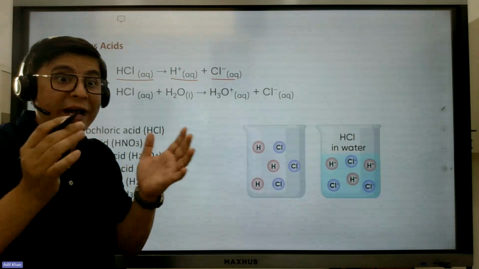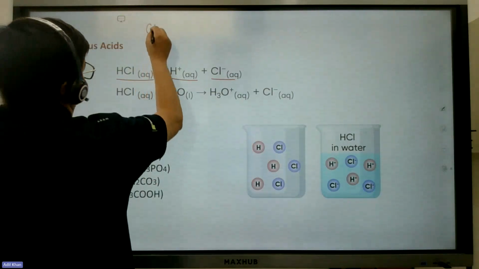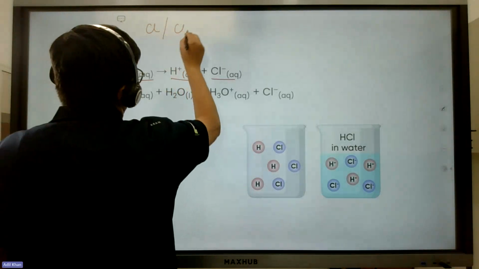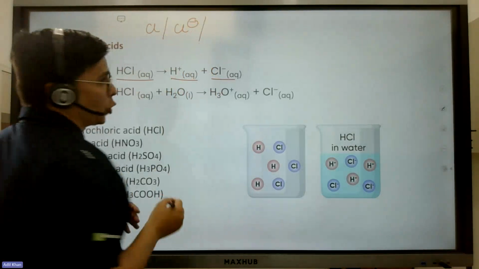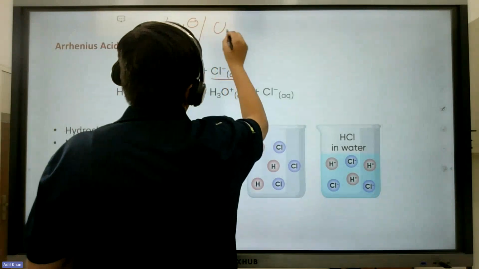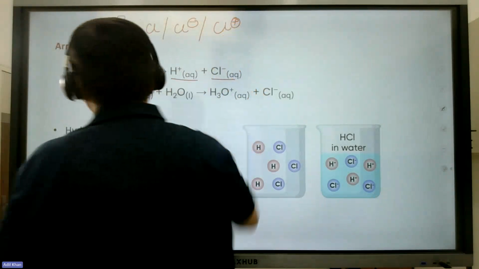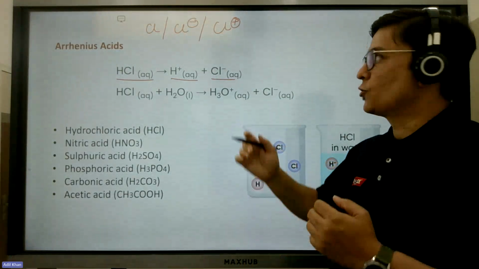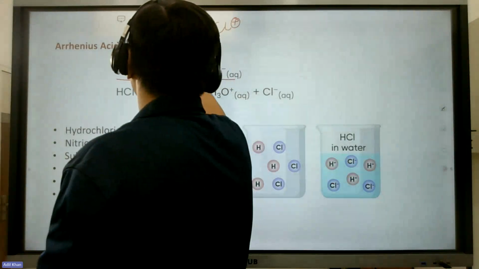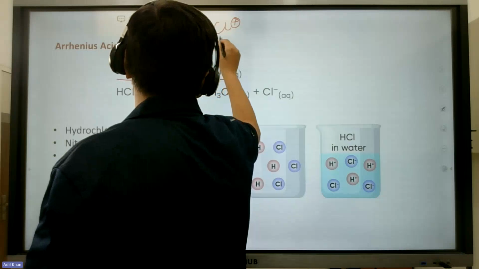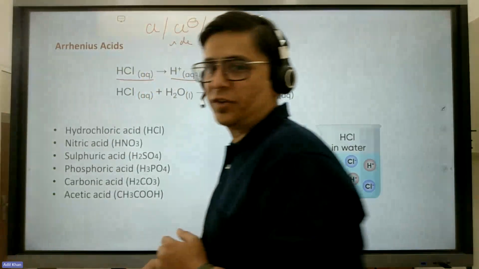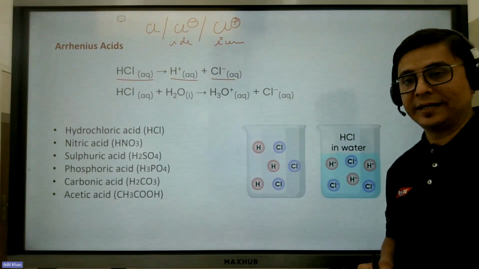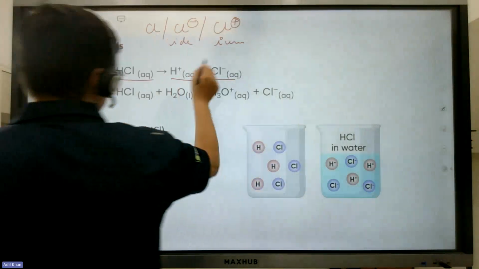Cl minus is known as chloride. Whenever Cl is like this, it is known as chlorine. Whenever Cl is in the negative form or anion, it is known as chloride. And whenever Cl is in the positive form, which is also possible, it is known as chloronium. Chlorine, chloride, chloronium. Whenever you end with ide, you are a negative charge, and whenever you end with ium, you are a positive charge. Chloronium, bromonium, fluoronium, like that.